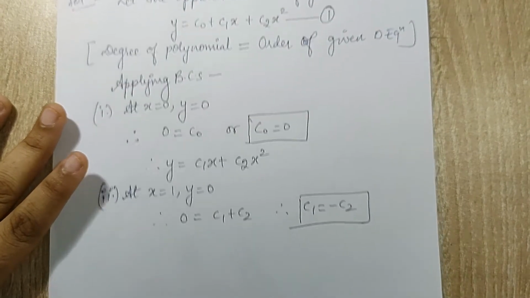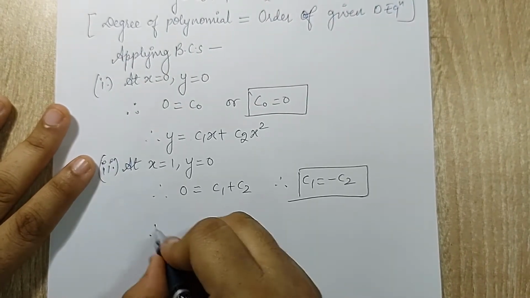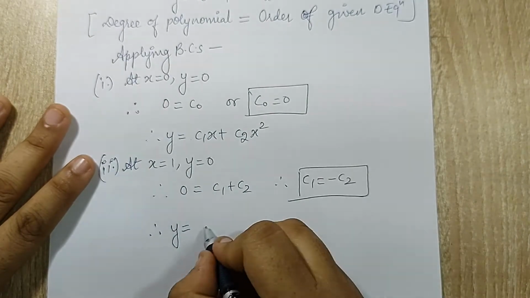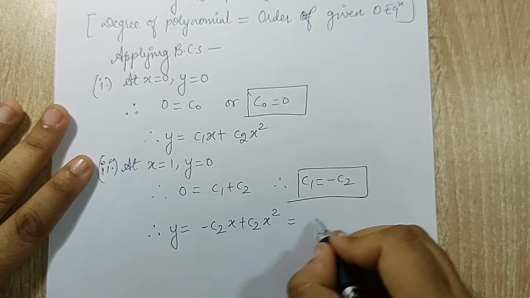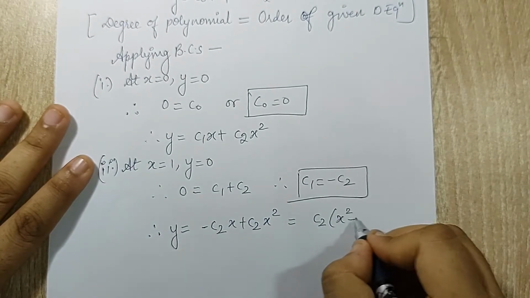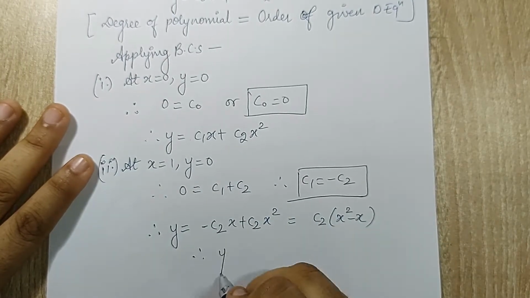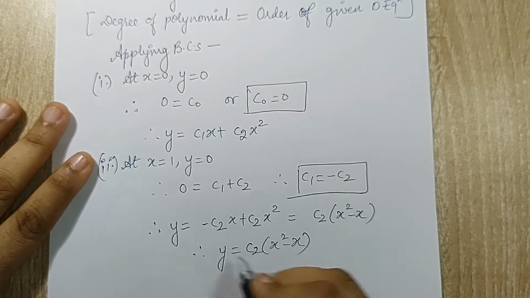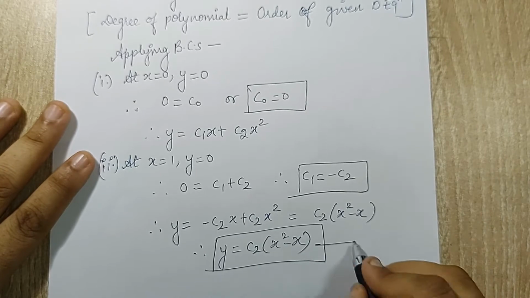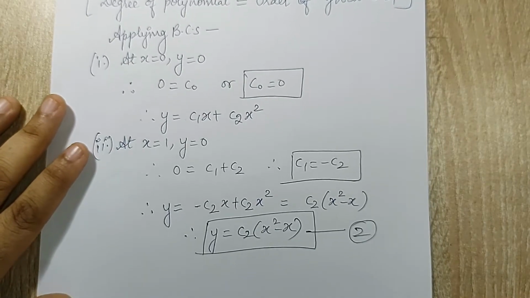So I have found the second constant. I'll substitute here. Therefore y is equal to minus c2x plus c2x square. When I take c2 common, I get x square minus x. Therefore y is c2 times (x square minus x). This is the equation of y. I mark this as equation 2.